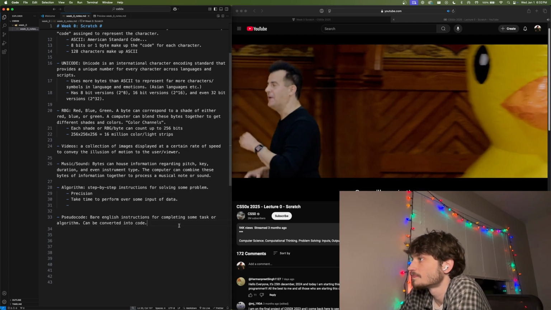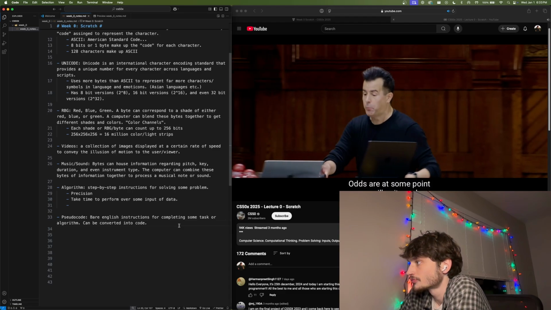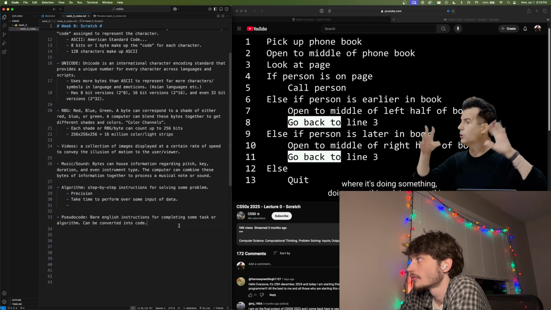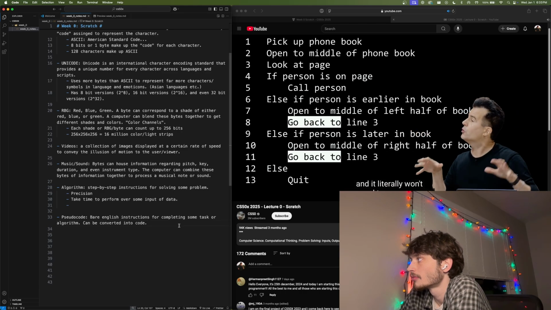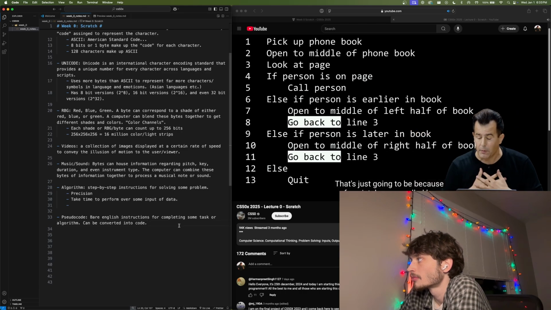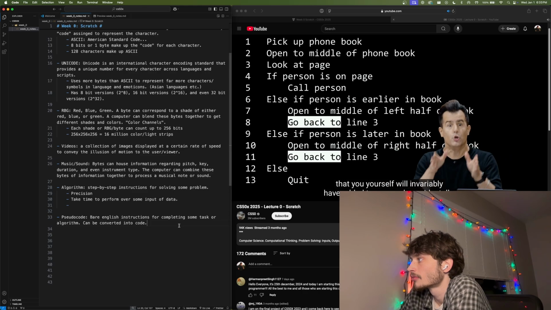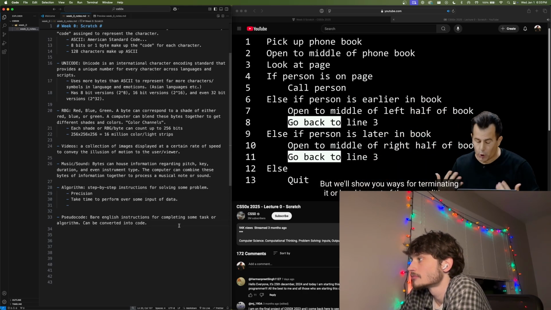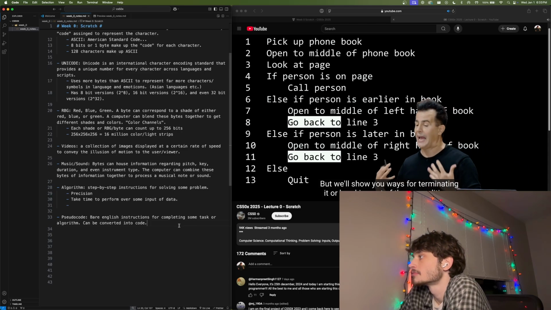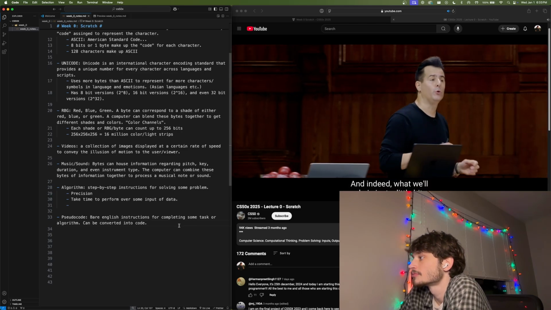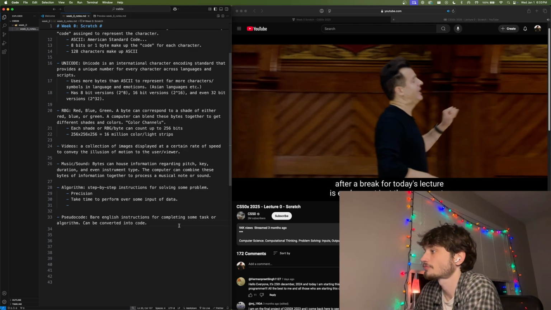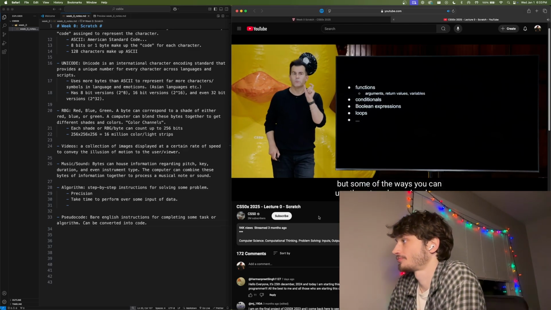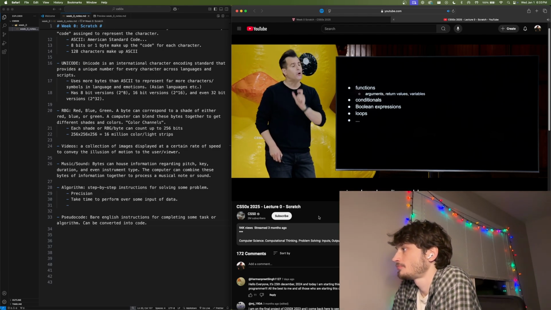So we'll see in time. And in fact, allow me to promise, odds are at some point you will write code that seems to take control of the computer for you, where it's doing something, and it literally won't respond to you anymore. That's just going to be because of a mistake, a so-called bug that you yourself will invariably have added to your code accidentally, but we'll show you ways for terminating it or breaking out of those conditions. And indeed, what we'll do in just a little bit after a break for today's lecture is explore not just these concepts, but some of the ways you can use them to solve real and very visual and audio problems.